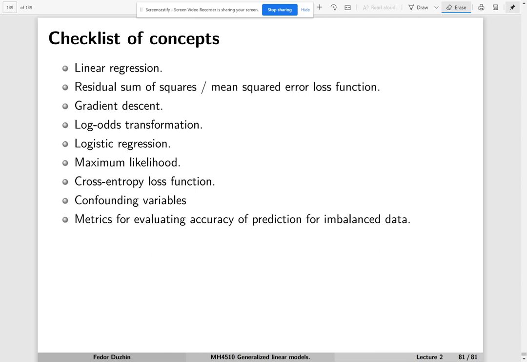And here is a small checklist of concepts that you're supposed to learn from this lecture.